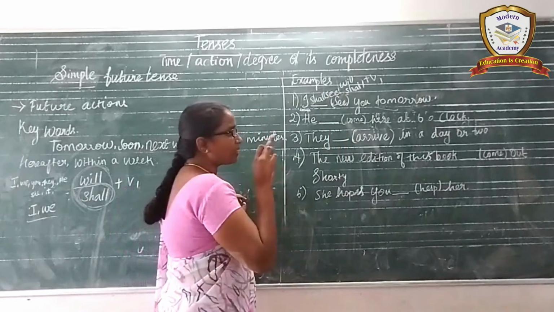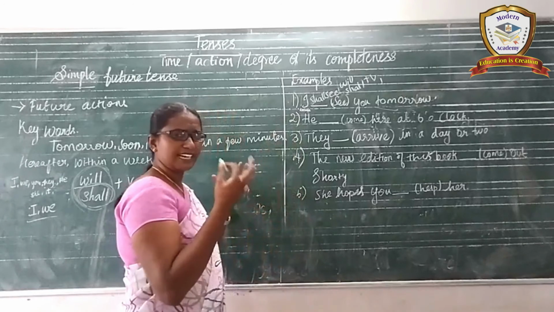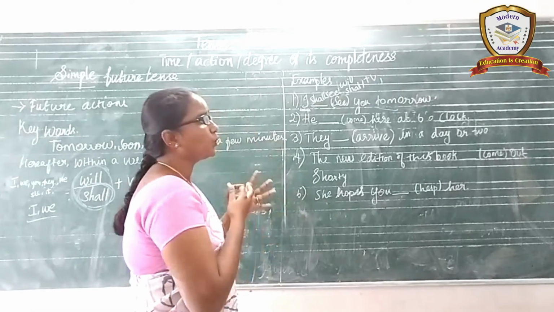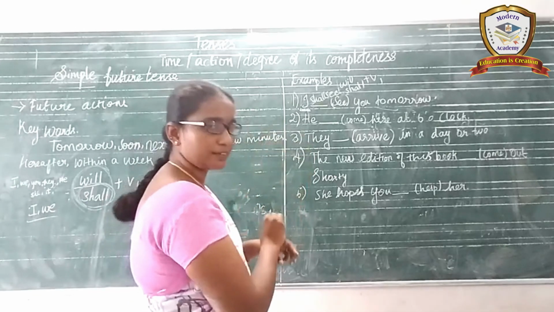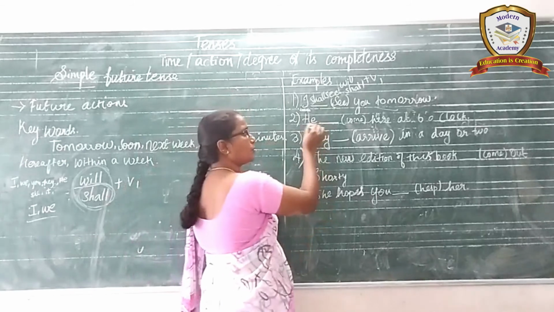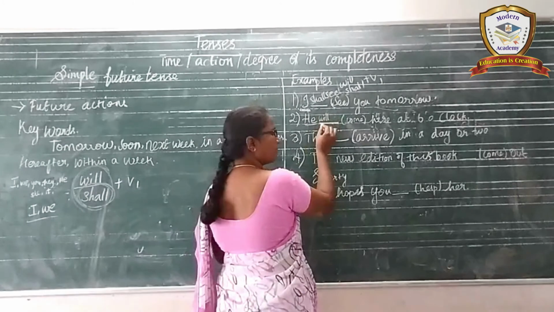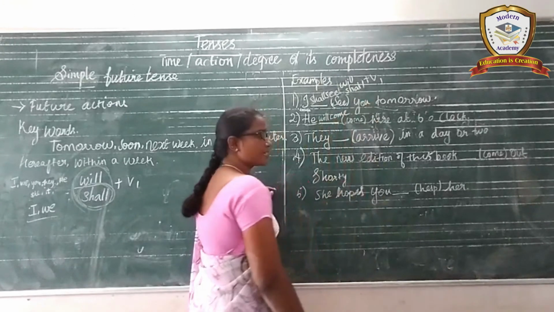He dash come here at 6 o'clock. Understand? Yes, that is a surety. There is no clue, but it is an action which will happen in the future, so you appropriate the simple future tense. How to write the simple future tense? Will plus be one. He followed by will. He will come here at 6 o'clock.